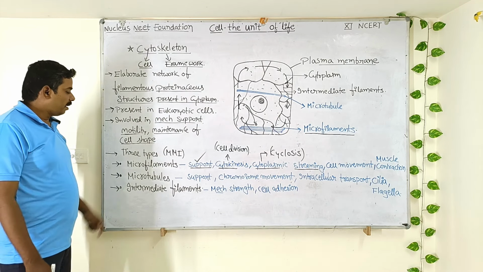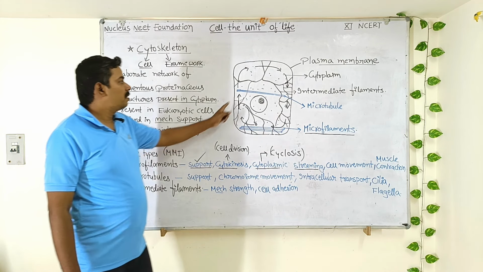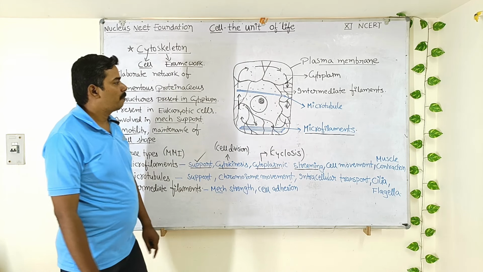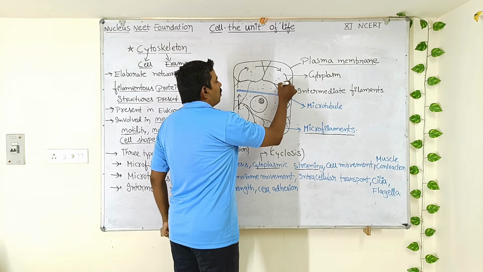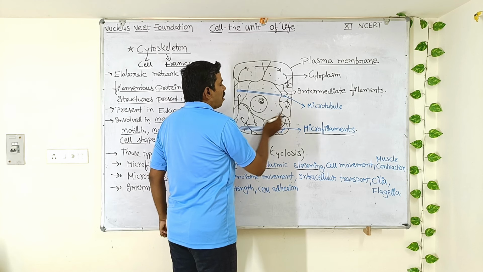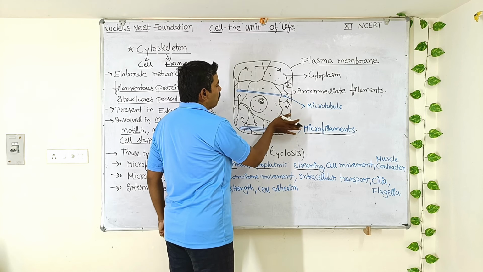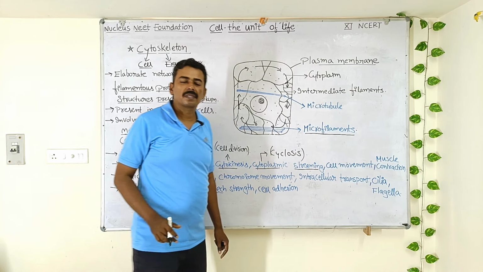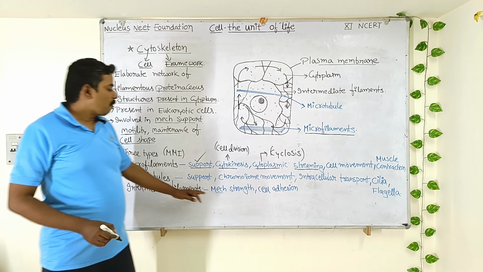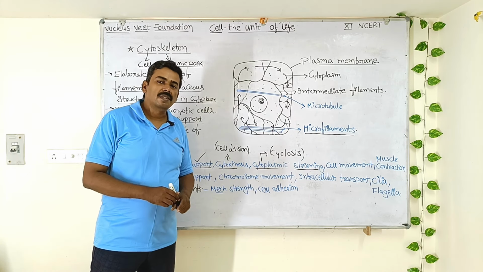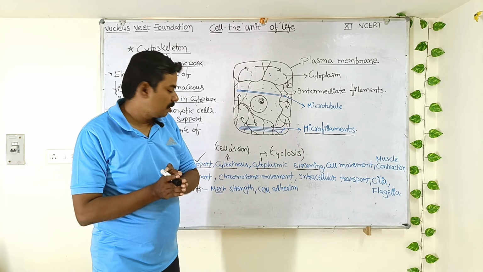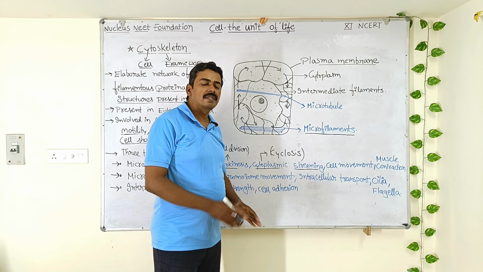Next, coming to intermediate filaments. Here you can see this is the microtubule, right? Next is intermediate filaments. Here you can see a network of proteinaceous structures which are branched. They are connected to the plasma membrane. These black color lines are intermediate filaments. So what is their function? They provide mechanical strength to the cell, especially the plasma membrane and also the endoplasmic reticulum present inside the cell, and also help in cell adhesion.